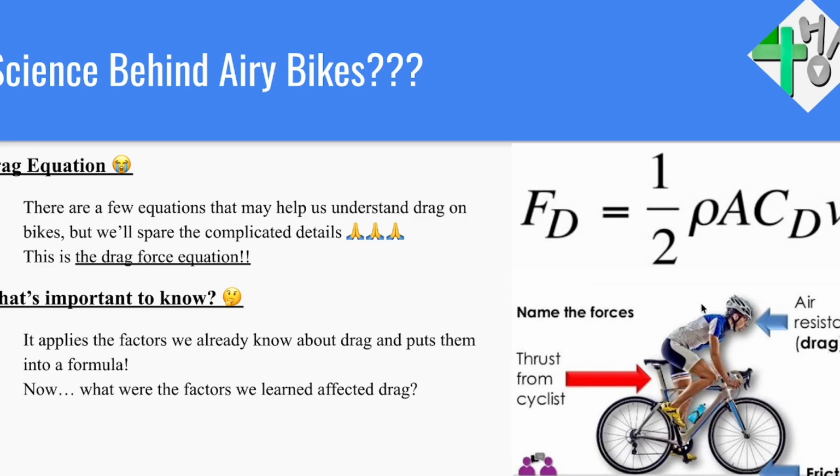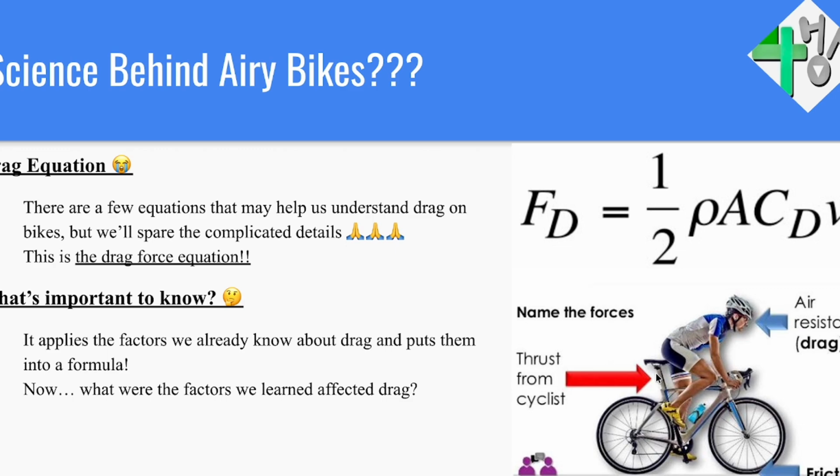The forces that are applied during air resistance are as follows. We have the drag, that's the air resistance itself. Air resistance is a fancy way of just saying drag. We also have friction. Friction is also there at the bottom, and air resistance is also applied as well. Thrust from the cyclist is when you're pushing the bike forward.